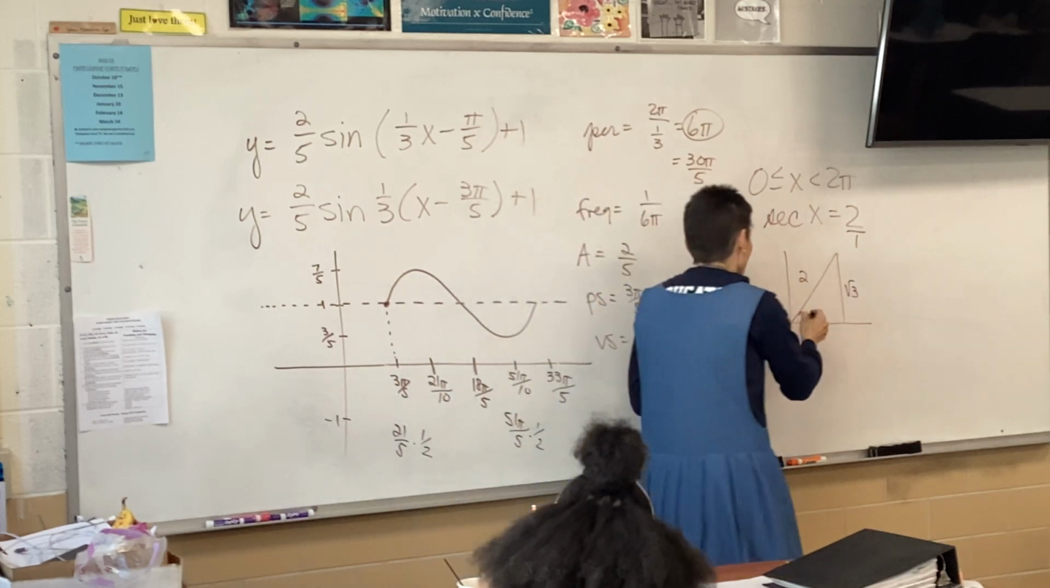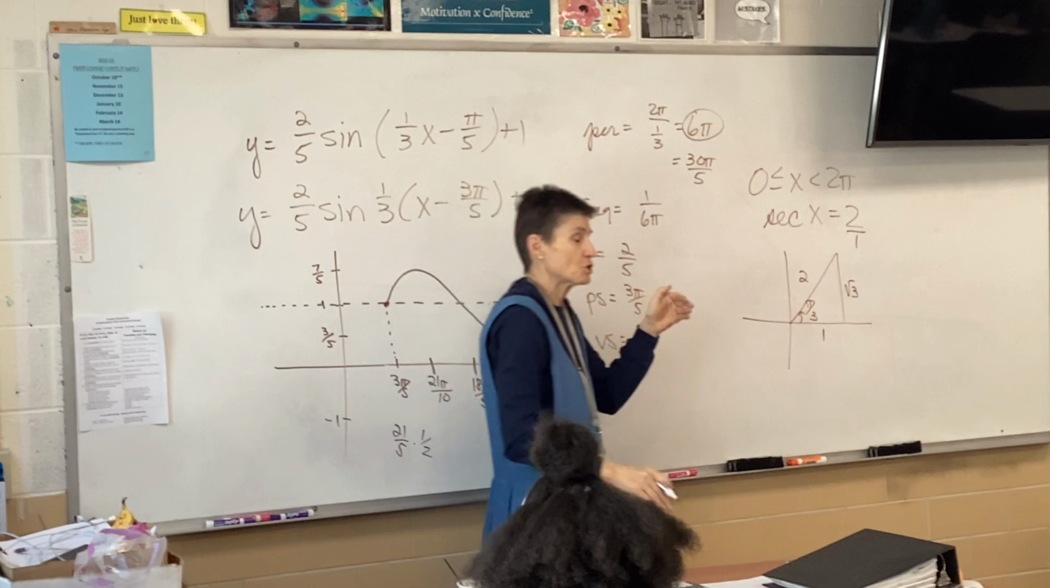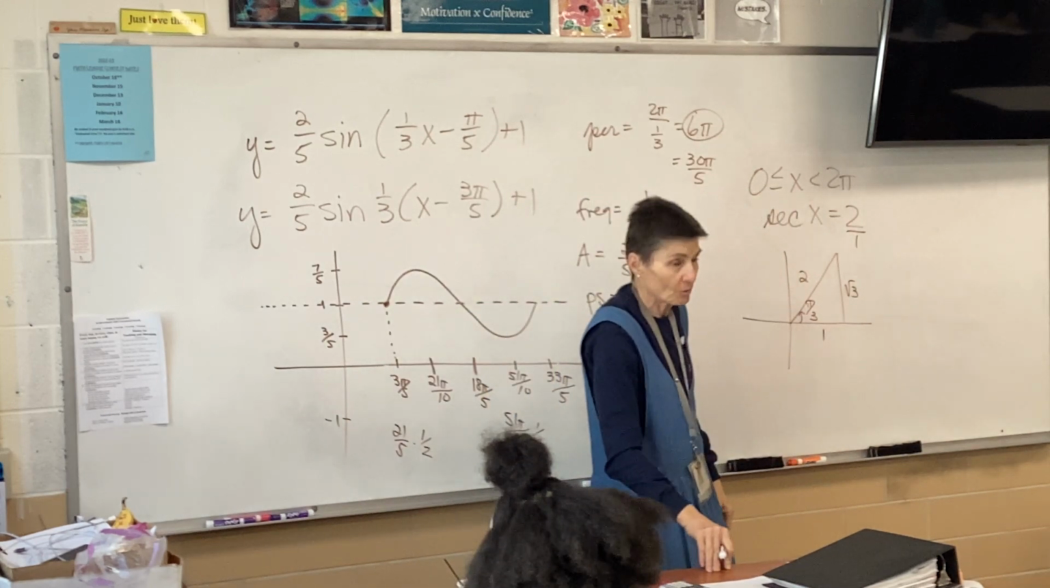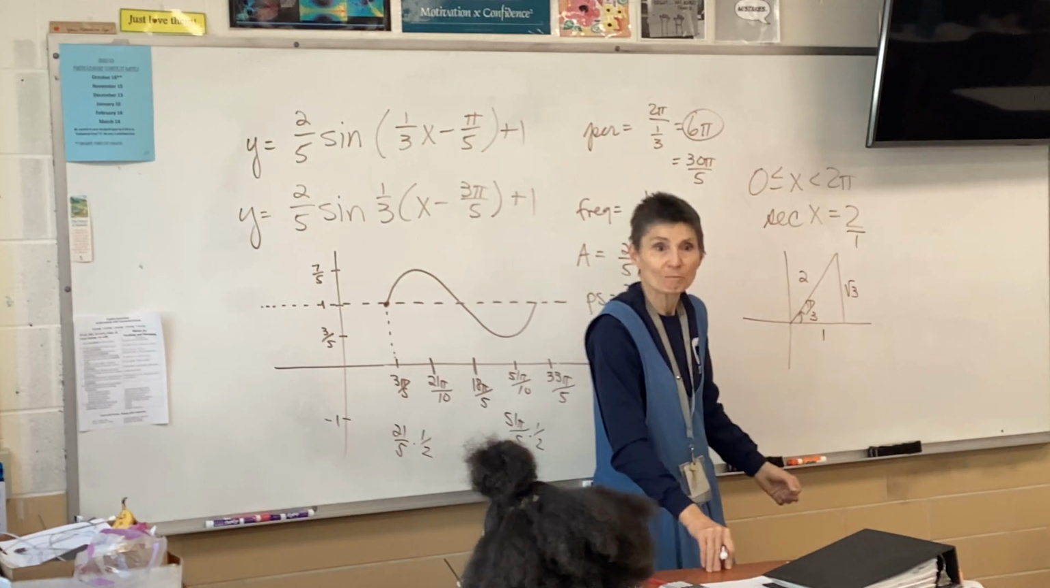Pi over 3. I like how she's thinking. What's the relationship between 60 and 180? Isn't 60 a third of 180? So 60 is going to be a third of pi.